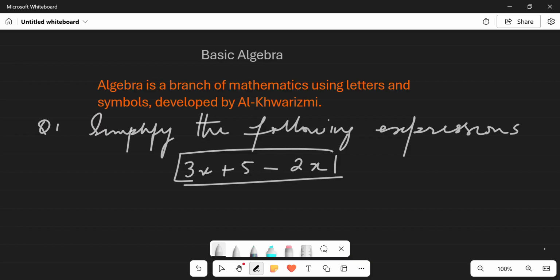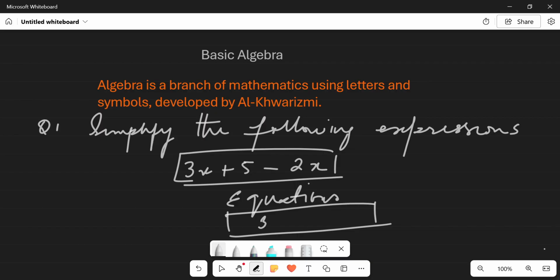So this expression is a trinomial, because there are three terms in it. If we talk about equations, an equation has a left hand side and a right hand side. With an equation, you need to find out the value of x. An example of an equation is 3x equals 5x plus 1. This is in the form of an equation.